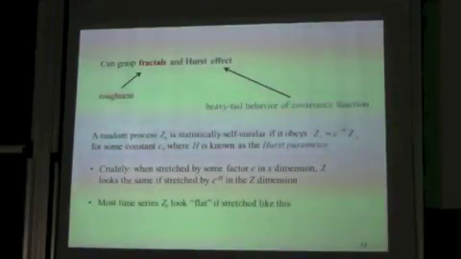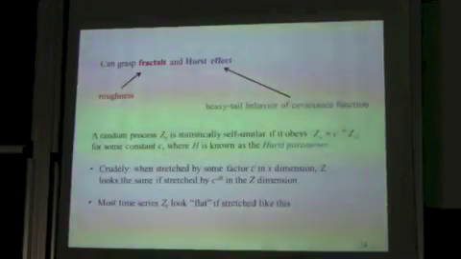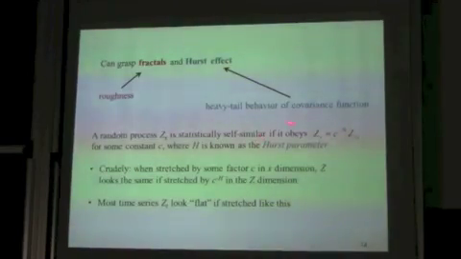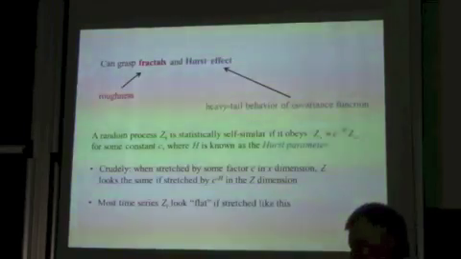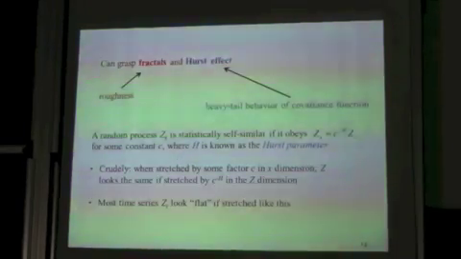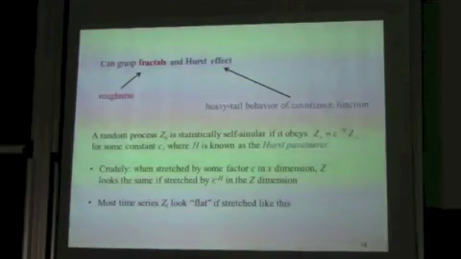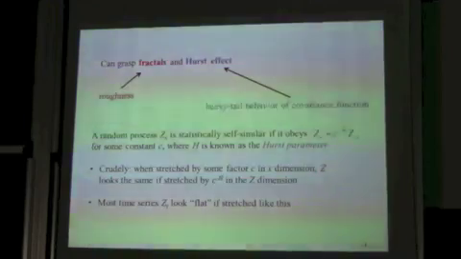On a phenomenological level, I would say a few words here that a random process, say Z process, doesn't have to be complex valued. I'm just using the letter Z because it wasn't used so far. It is self-similar in statistical sense if it obeys this law, this equation, for some constant C, where H, the exponent, is known as the Hurst parameter. Hurst effect is also sometimes called the Joseph effect, or even Bible effect, exactly for the reason which I mentioned about the river. Crudely speaking, when the realization of the process, taken from the ensemble, is stretched by some factor C in X dimension, Z looks the same if stretched by C to minus H in the Z dimension.